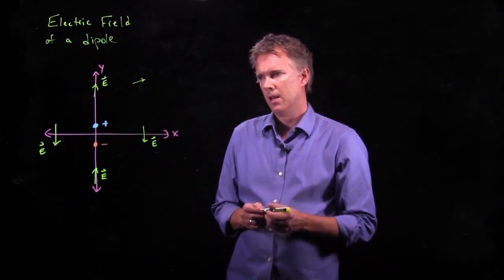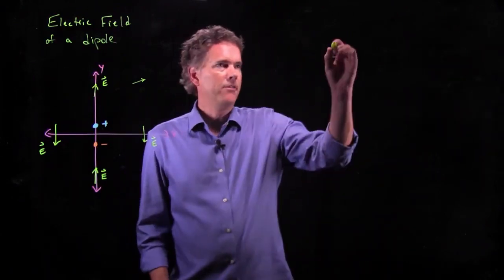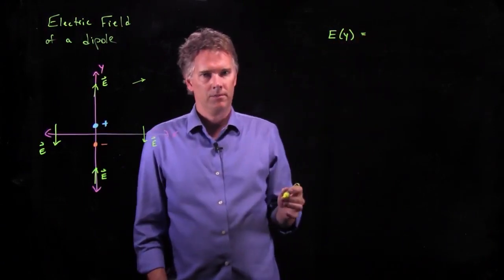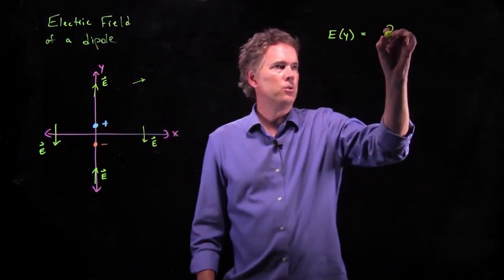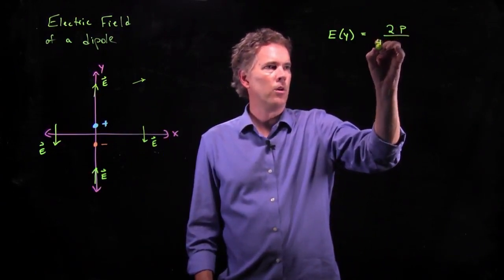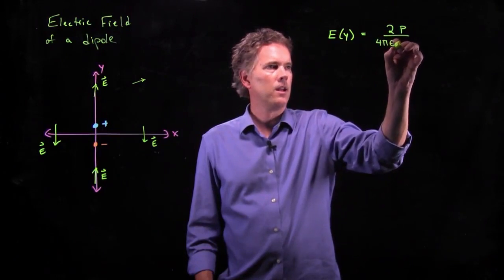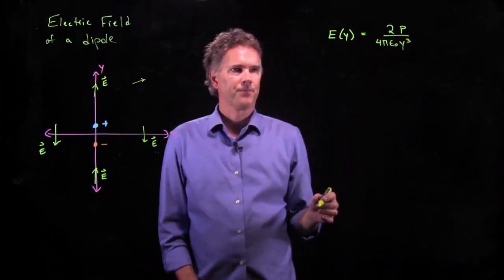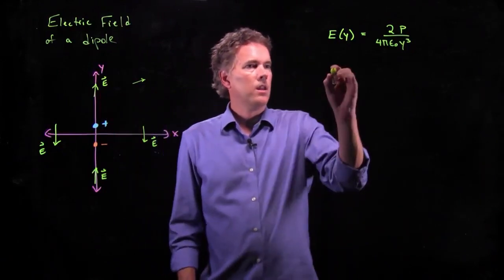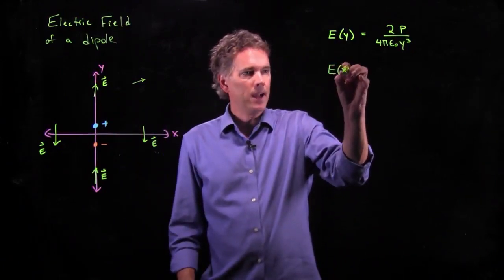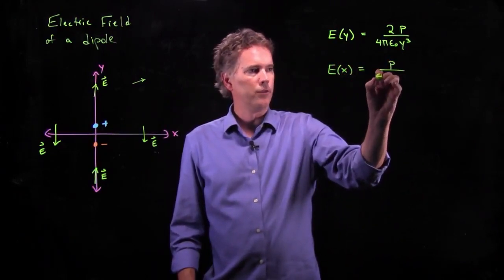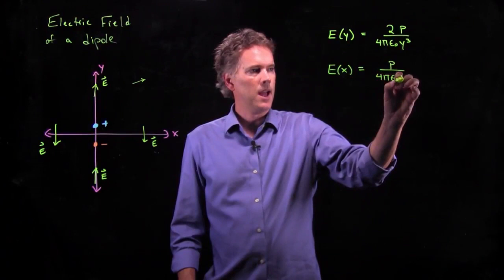Let's figure it out. What we said was the E field on the y-axis was 2p over 4 pi epsilon naught times y cubed. Okay, positive going up right there. The electric field on that x-axis was 1p over 4 pi epsilon naught x cubed.